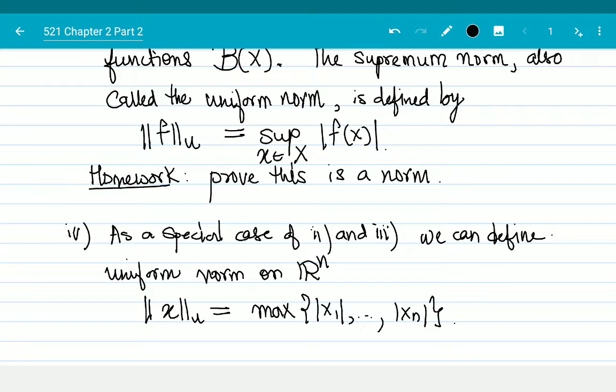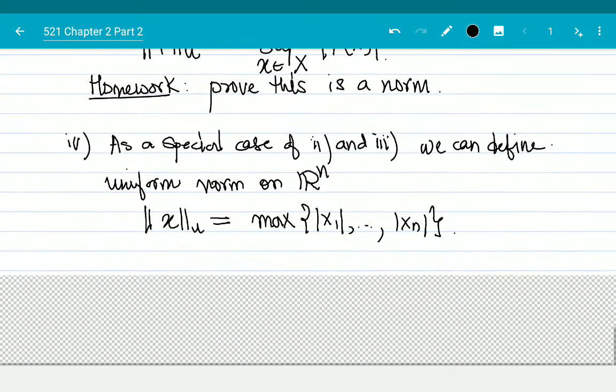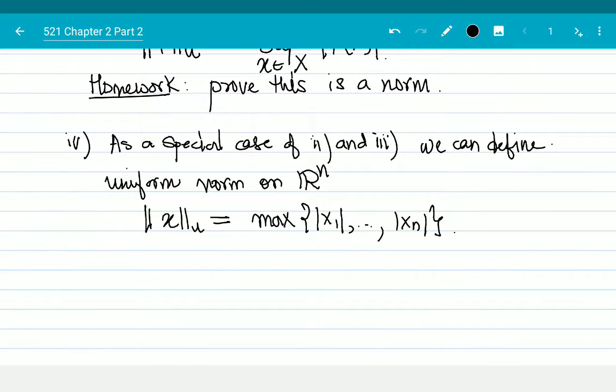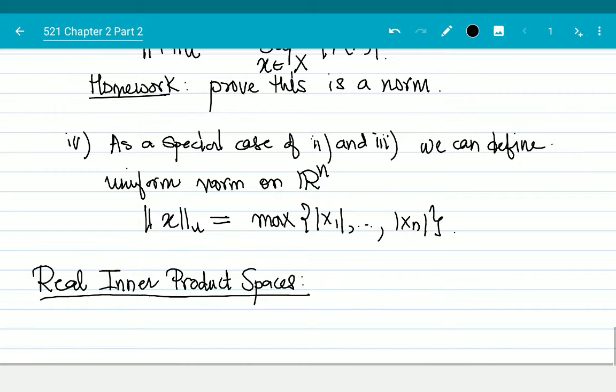Now, let me introduce you to how multiplication can be defined on vector spaces. This is something that you might have seen before in Calculus 3 or Calculus 4 if you took it. But here's what we have as multiplication. Real inner product spaces. Definition.